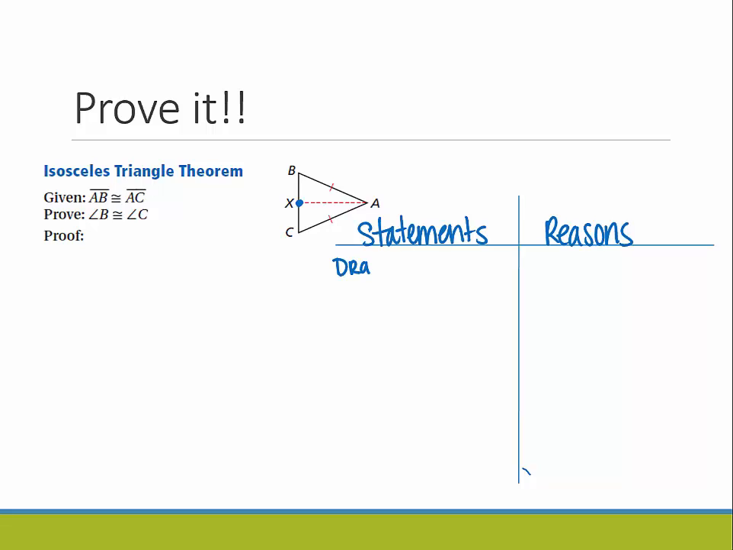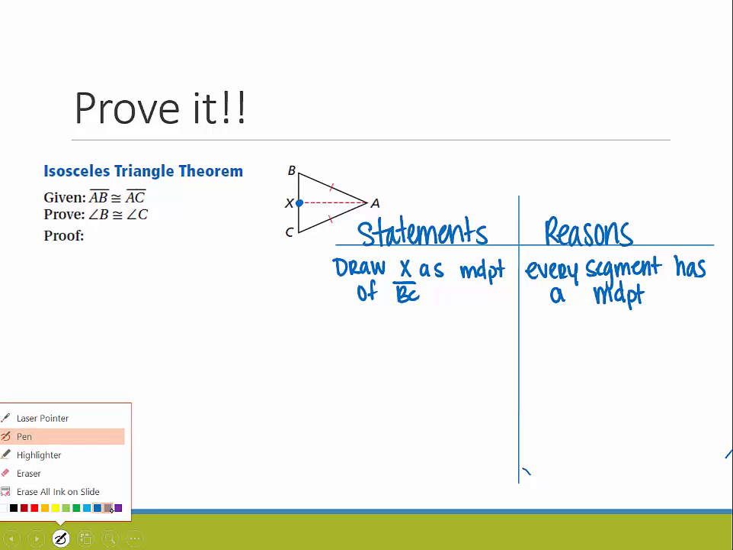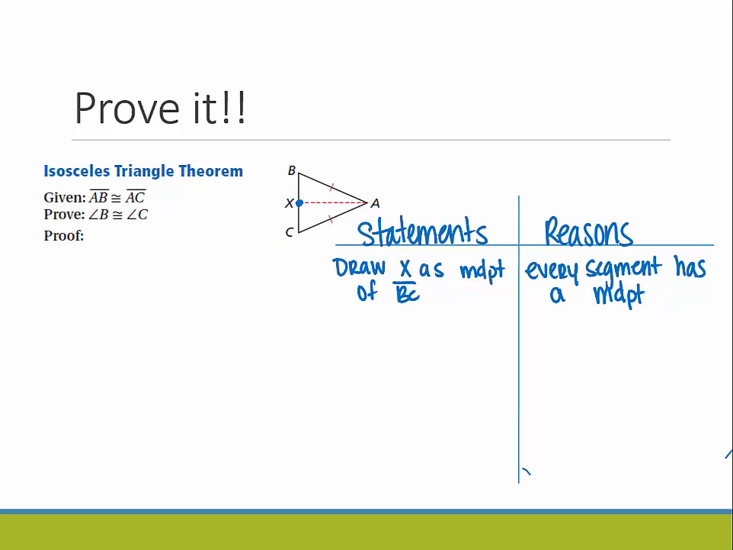So draw X as midpoint of BC. And the reason we can do that is that every segment has a midpoint. And then after that weird one, what we're going to do is draw a line from A to X. So this dotted line in here, we're going to draw AX. And the reason we can do that is we have 2 points, we have A and we have X, and it makes a line. So every 2 points can form a line.